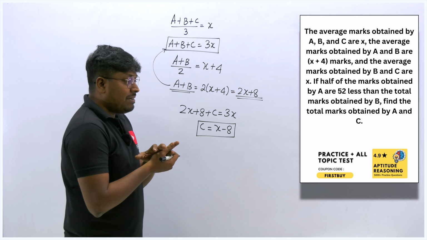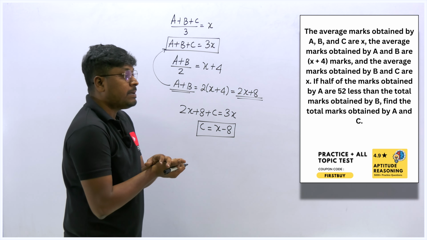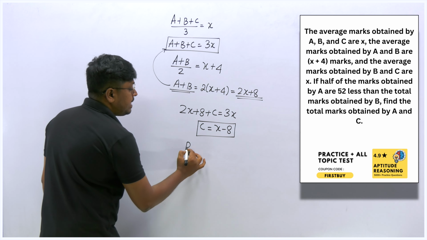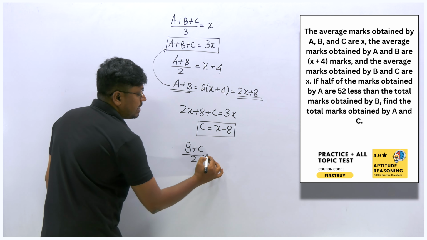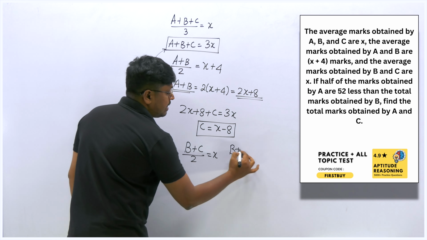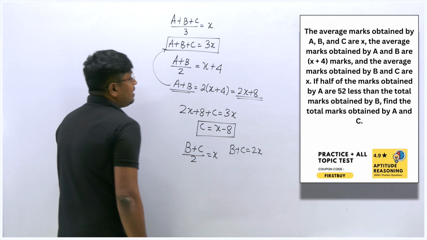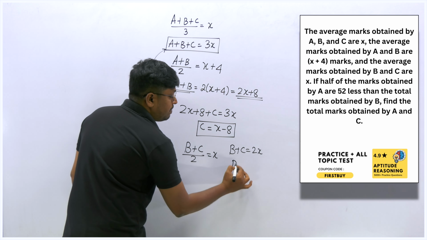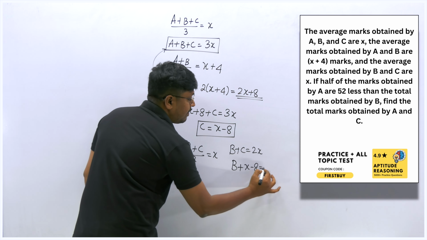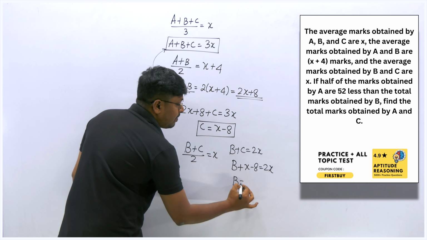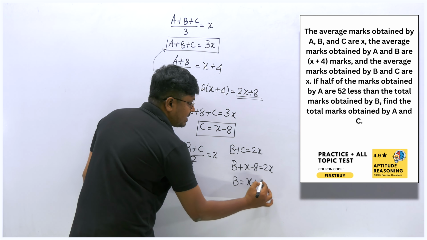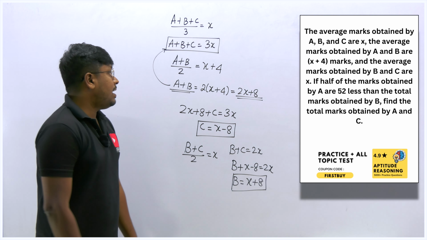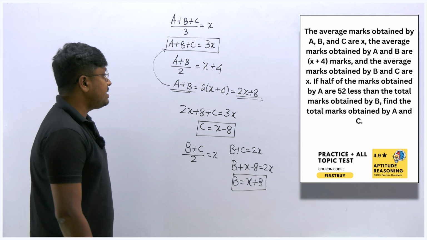So now what they have given is another point, the average mark obtained by B and C is X. So the average mark obtained by B and C, divided by 2, is equal to X. That means B plus C is equal to 2X. I think we already got the value of C here. So substitute C here, which will be B plus X minus 8 is equal to 2X. So B is equal to 2X minus X plus 8, which will be X plus 8. So X plus 8 will be the value of B, and the value of C will be X minus 8.